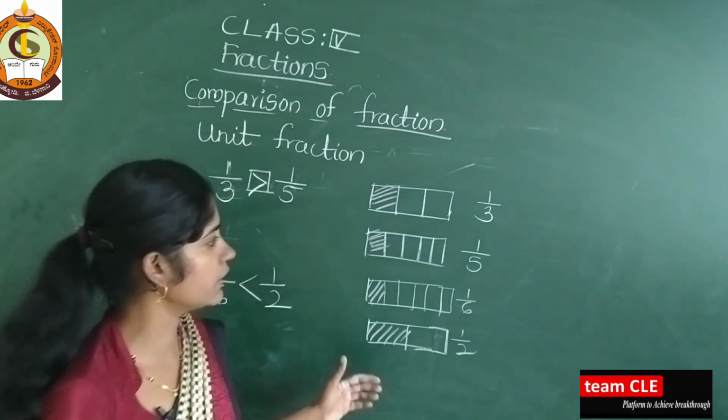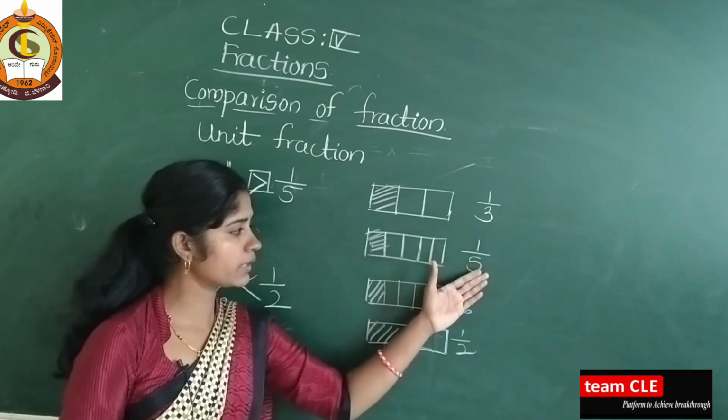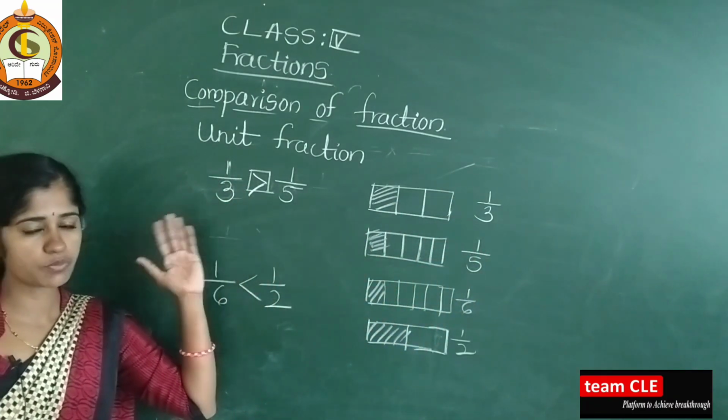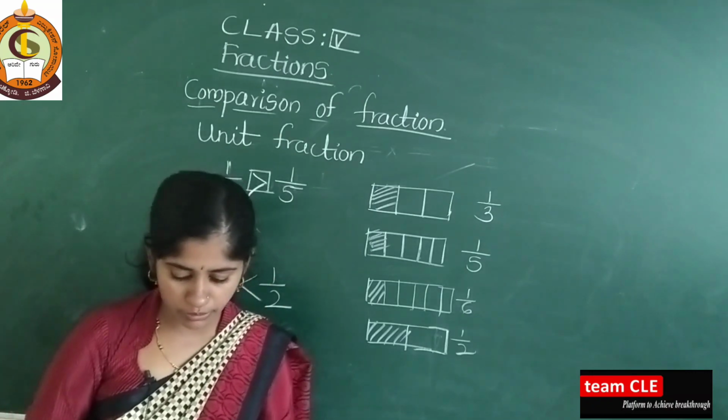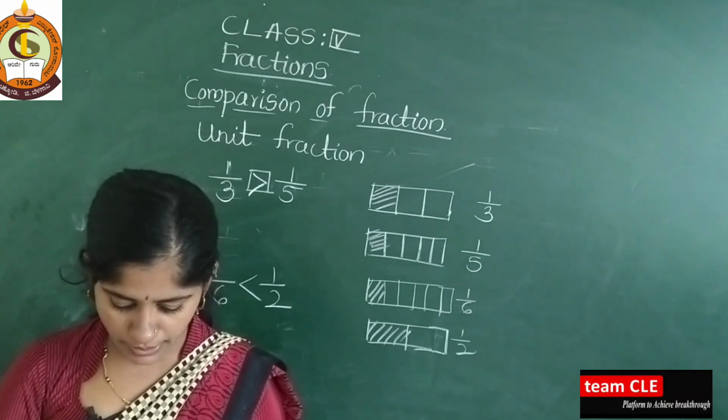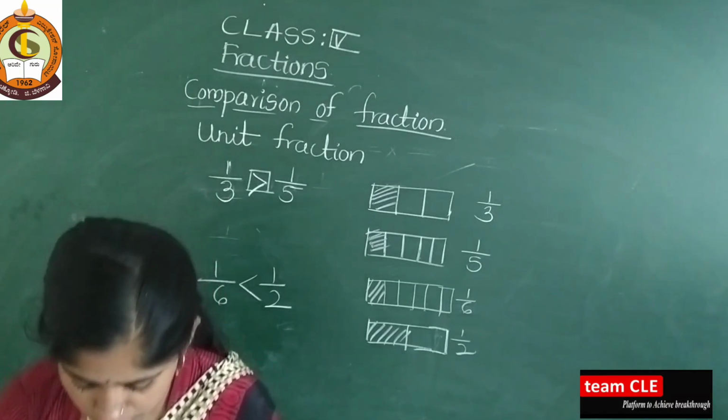There is nothing difficult here. You have to draw 1 by 3 and 1 by 5. Draw the figures, and then you will come to know which one is greater. Put the sign. Here is one more: look at the diagram, color the required number of parts and say which is greater.